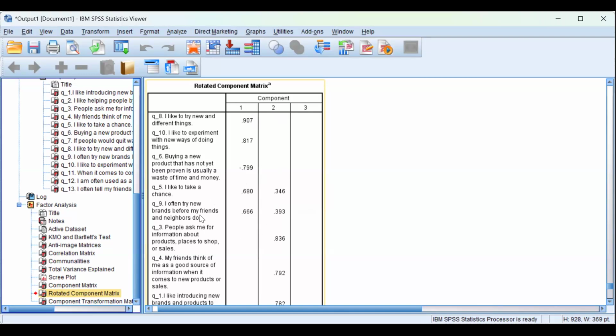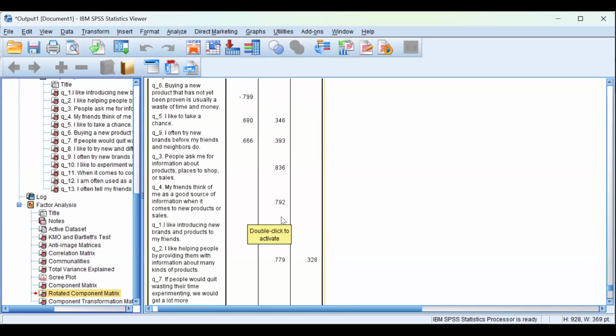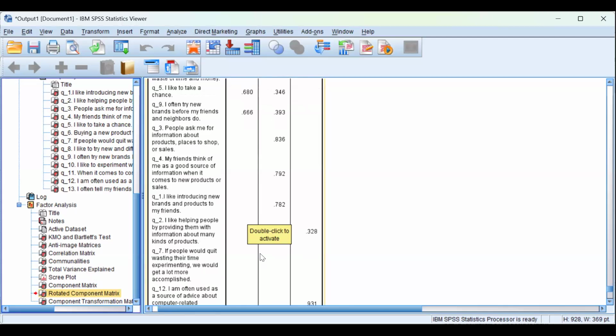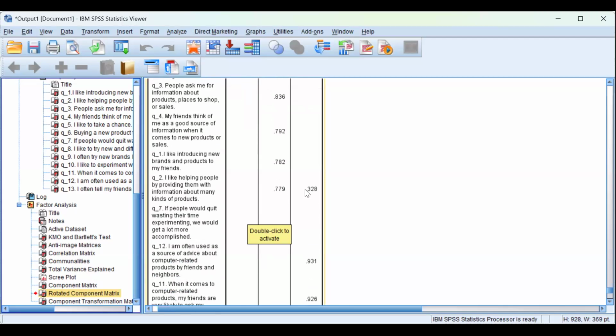Similarly, Q9 also is getting loaded here and here. But where is the higher correlation? Under factor 1. So this is highly correlated with 1 but less correlated with 2. Therefore, we will ignore these two values. Similarly, Q2 is also getting loaded at two places, but it is getting loaded more in factor 2. So we will consider it there and not here.